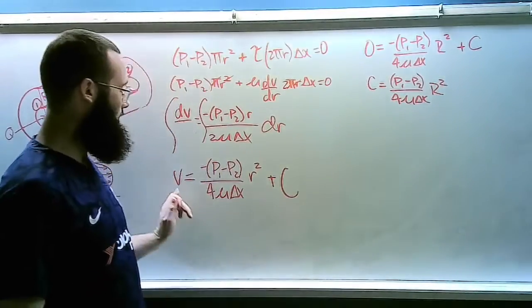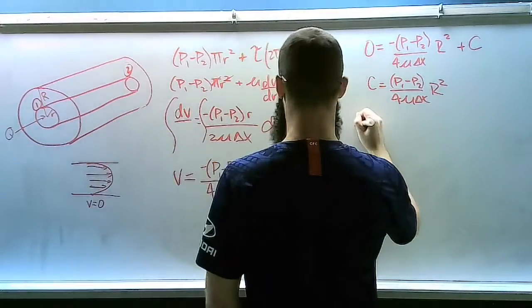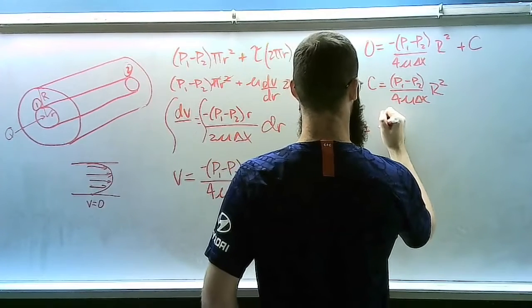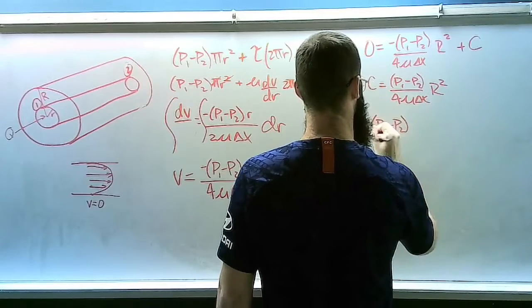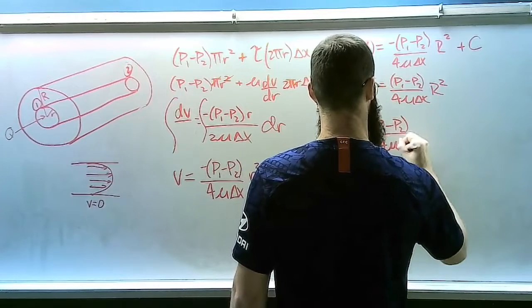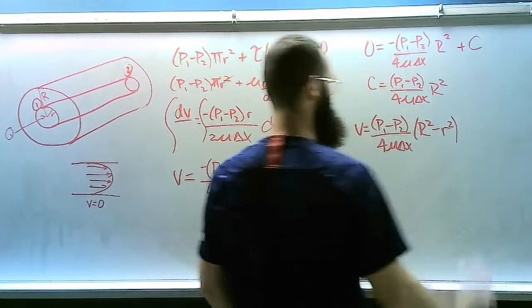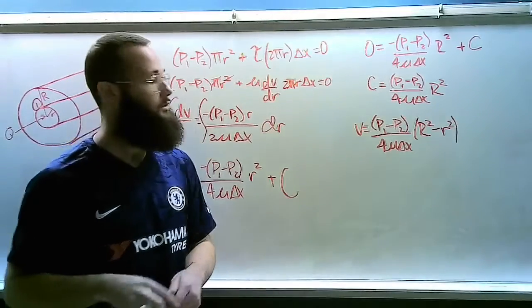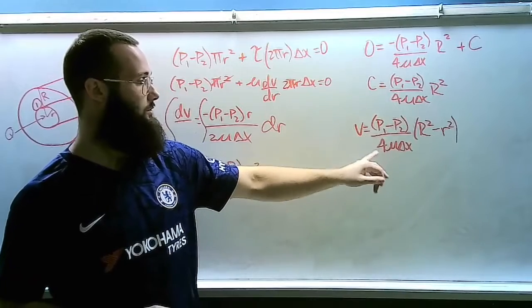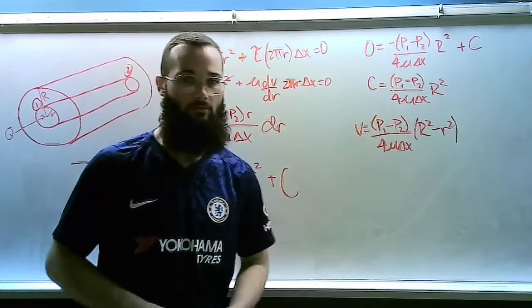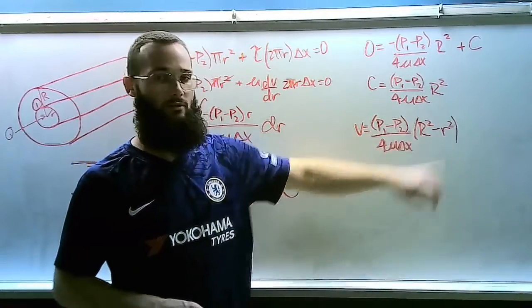So now we plug this back in here, and we can get our function for the velocity of the fluid. V is equal to P1 minus P2 all over 4 mu delta x times large R squared minus small r squared. So you can see I plugged it back in, and then I factored out the P1 minus P2 and 4 mu delta x. So this will be our function for the velocity of the fluid at any given radius.